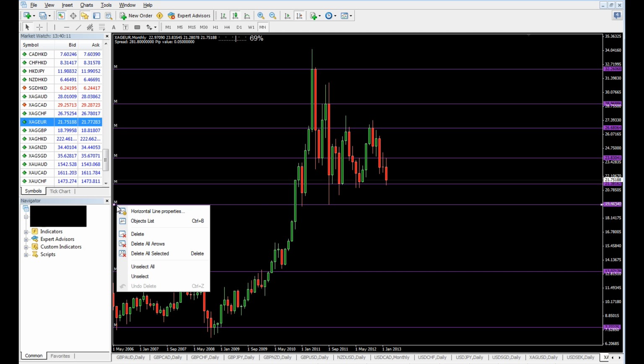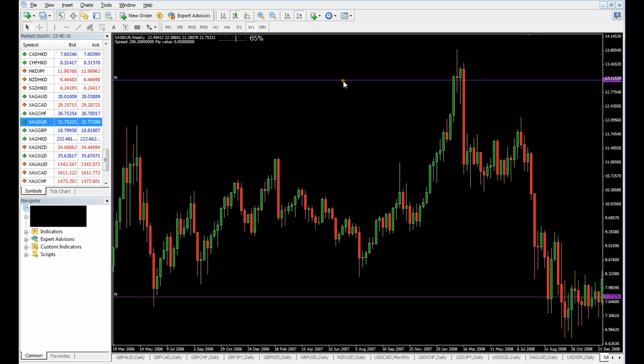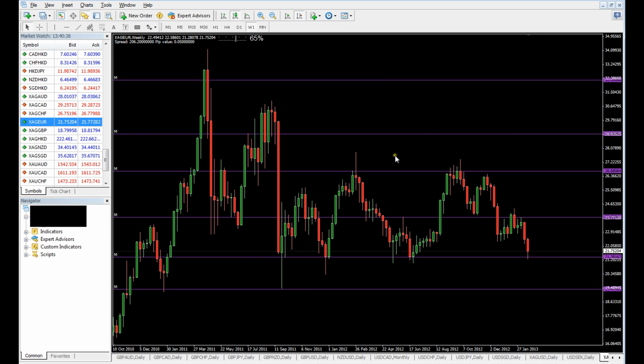So I'm going to unselect all and switch onto the weekly. As you see, the weekly chart is quite interesting for us, because we see both the effects of the monthly levels. Look at how nicely the monthly levels are interacting with our candles, and how it makes sense what they do.